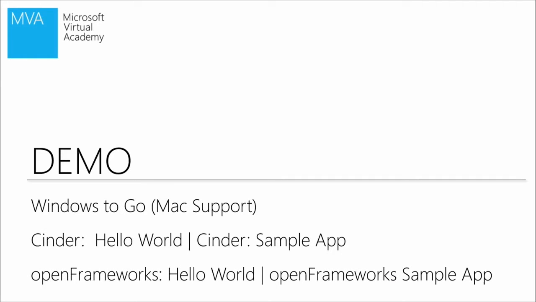We're going to talk briefly first about Windows to Go. This is something where necessity is the mother of invention, as they say. So Carmen's going to talk about how you could use Windows to Go if you're on a Mac, or if you're on a machine that runs Windows 7, for example. Then we're going to get right into Cinder, Hello World, and show a sample app called Particle Man. And then Open Frameworks, again, Hello World there, and then a sample application. So, Carmen, take it away.